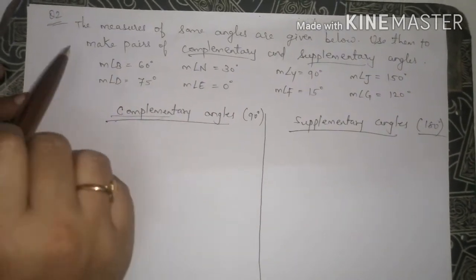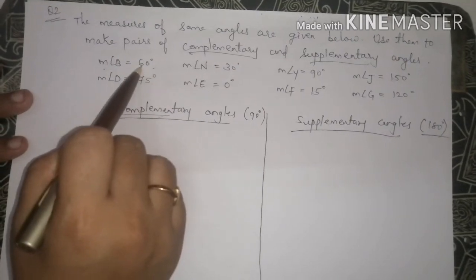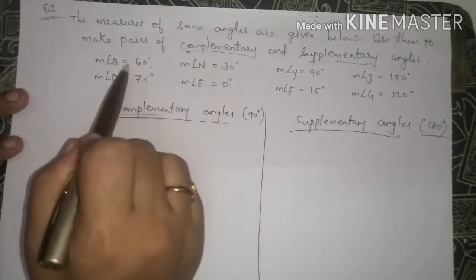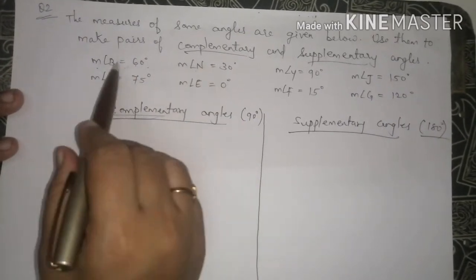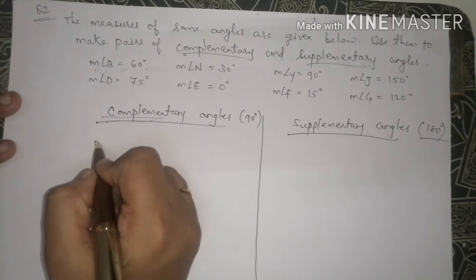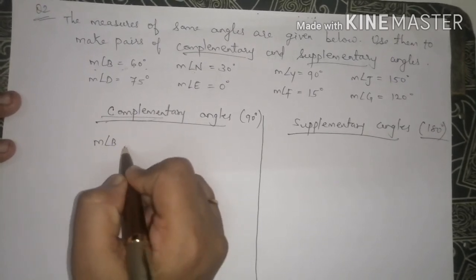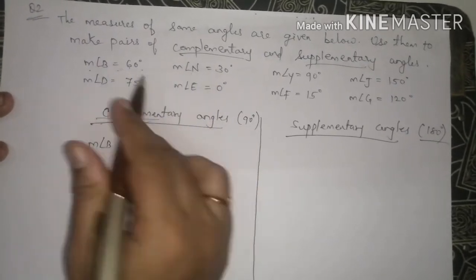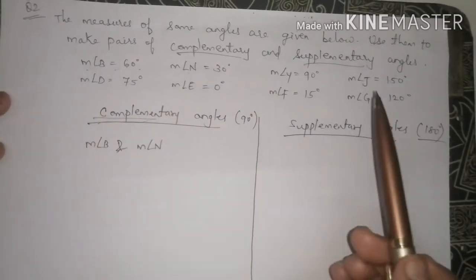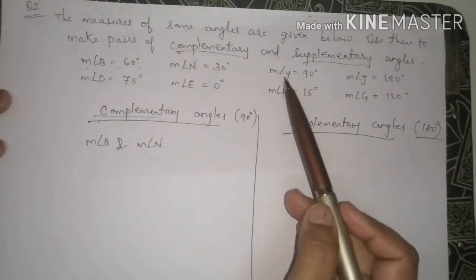So let's see first complementary. Now the measure of angle B is 60 degrees and the measure of angle N is 30 degrees. If we add these two, 60 plus 30, we are getting 90. So both will be a pair of complementary angles. So I'll write it here, measure of angle B and measure of angle N, because 60 plus 30 is 90. Any other pair which makes 90 degrees, just see here.